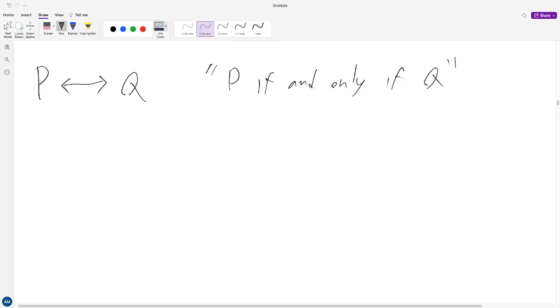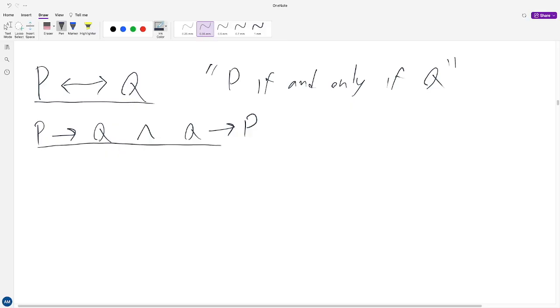So what does this mean? Really, this biconditional you can think of as shorthand for P implies Q and Q implies P. So this statement right here really means the same thing as this statement, and we can see that by using a truth table. But first, I want to mention really quick.